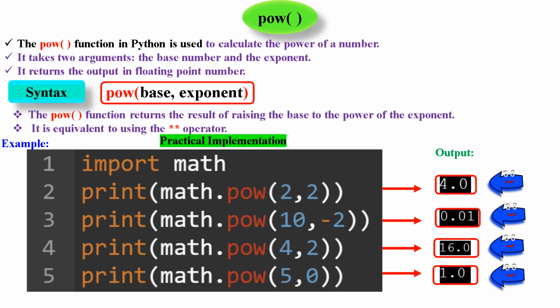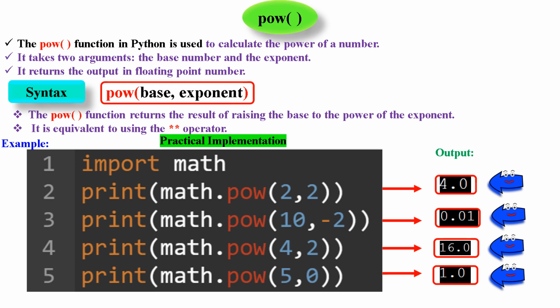In line 3, this statement calculates 10 raised to the power of -2. The pow function supports both positive and negative exponents. In this case, 10 raised to the power of -2 is equal to 0.01 and is printed.